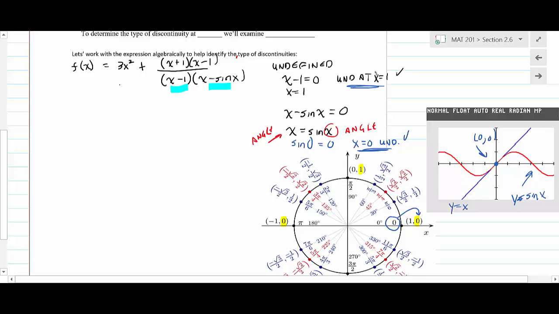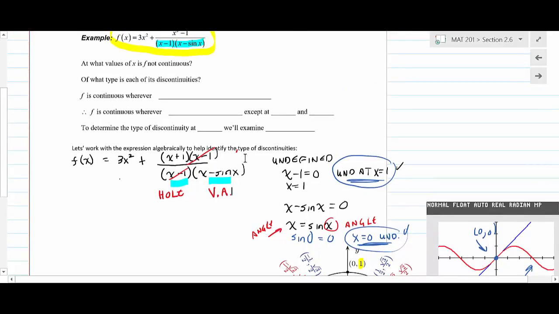We now know where this function's undefined. That's a key part of this problem. So those are the potential areas for discontinuities. Now, one thing that happens is notice that when we do this, that cancels. So that's not a vertical asymptote. That's going to be a hole. You're going to have some sort of an asymptote occurring right there. So that's going to be the idea. We're going to examine this, and then we'll look at this graphically as we go through it.